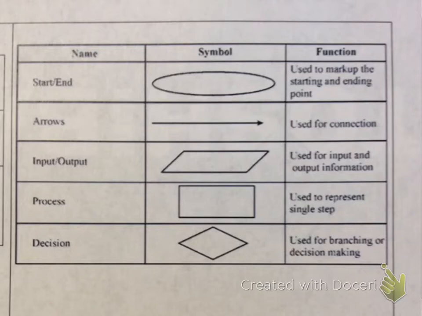So in a flowchart, symbols represent certain things. If we're looking here, the oval or circular shapes are used to mark the beginning and the ending, the starting point and the ending point, which is really easy to remember. Plus they'll be at the top and the bottom of the flowchart. Arrows are used for connections. They connect two actions together.